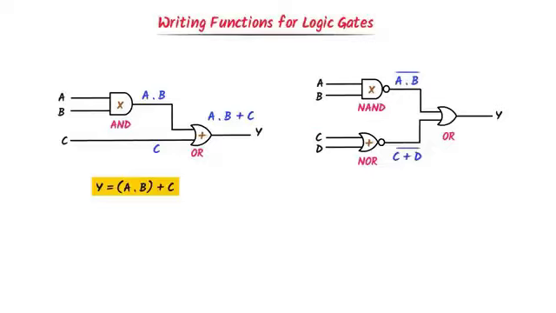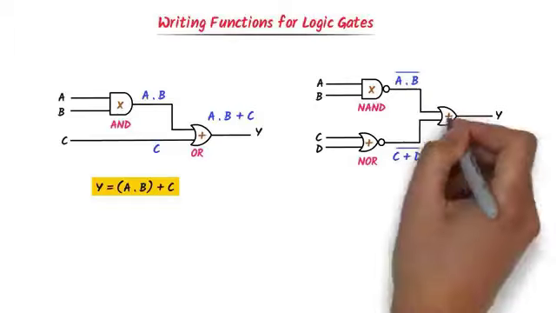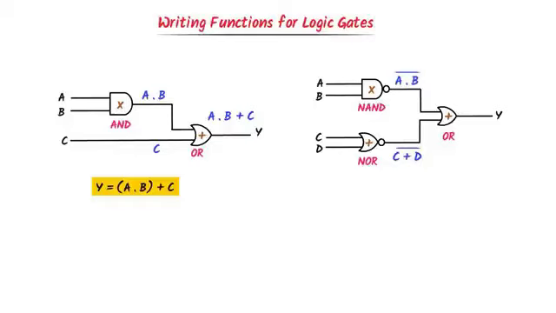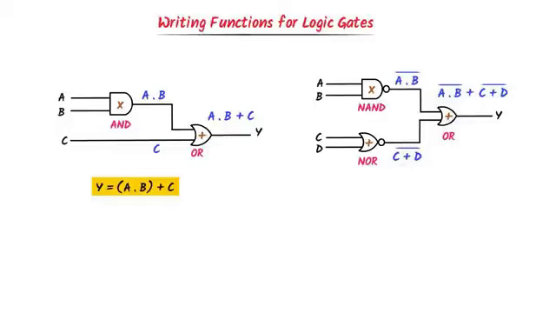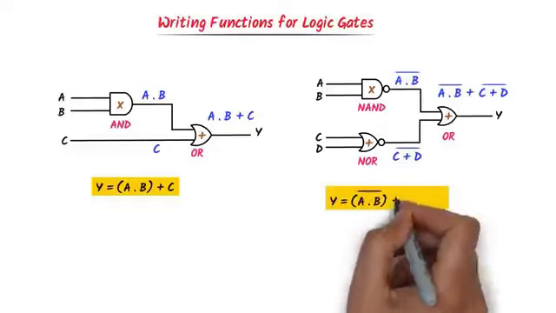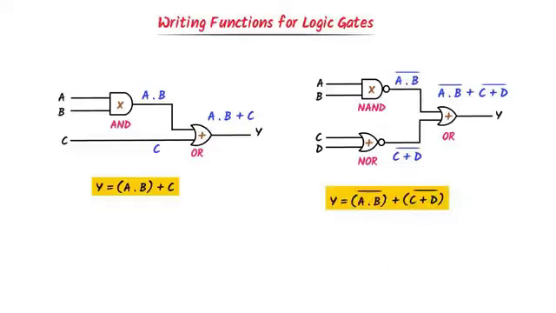Thirdly, this OR gate receives two inputs, A dot B whole bar and C plus D whole bar. We know that the OR gate will add the inputs. We get A dot B whole bar plus C plus D whole bar. Thus the function of this system is Y equals A dot B whole bar plus C plus D whole bar. Therefore, using this simple method, we can easily write the function for any logic gate system.